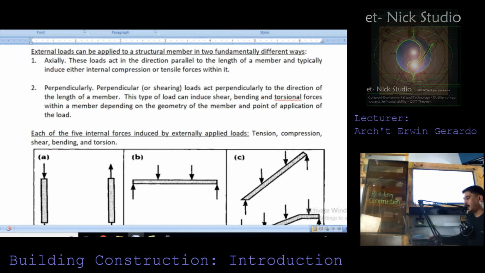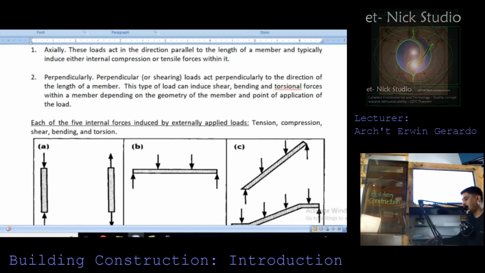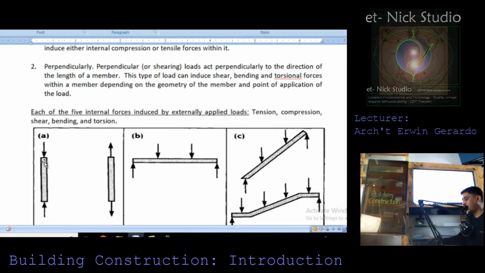So we could see here that these loads are found in figure A. This represents that it is in compression, while if the arrow is pointing outward, the column or the structural member is in tension.